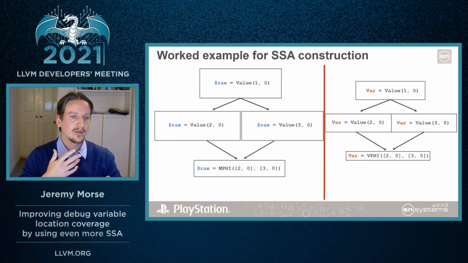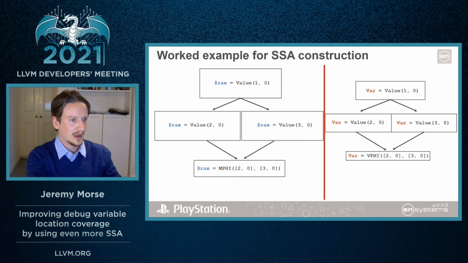Now, to map one back to the other is just a case of looking at this and saying, take the entry block. The variable is assigned value 10. Where is value 10? Look on the left-hand side. In this block, it is located in the RAX register. So the location of the variable in the entry block is RAX. Exactly the same approach for either side of the branch.